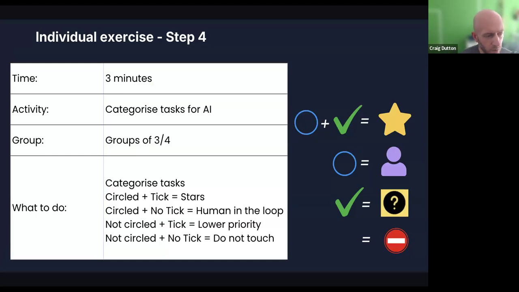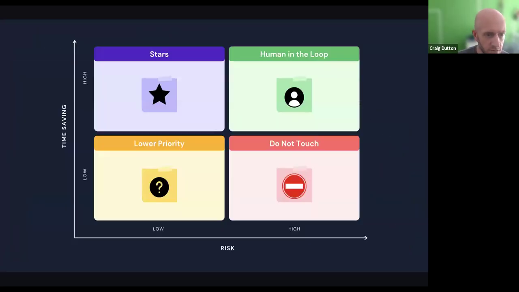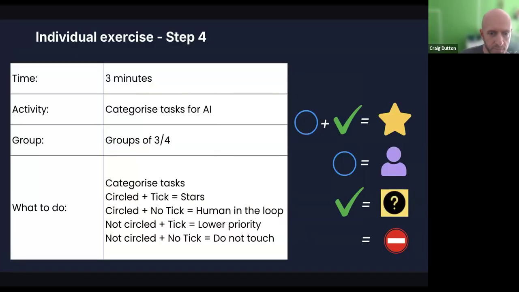Basically, what I want you to do is look at what you've done. If your task has a circle and it's got a tick, then that task is the star. That's the one that is a good candidate for AI. If we go to our image here, those are the ones that are going to be high time saving and low risk, your star tasks.